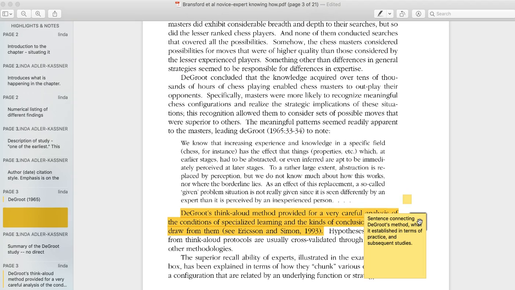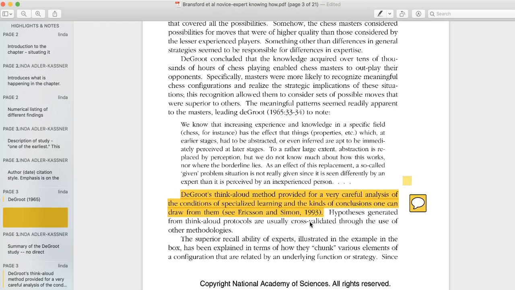That sentence signals connections between things in the text, and you can help students pay attention to what sentences like that look like, what kinds of words are included, how they function to connect one idea to the next. So here, for instance, you can say, it provided for a very careful analysis of the conditions of specialized learning. It's signaling what's important.